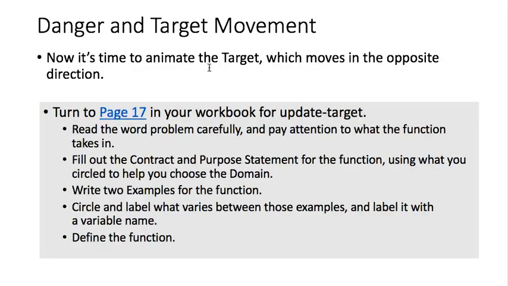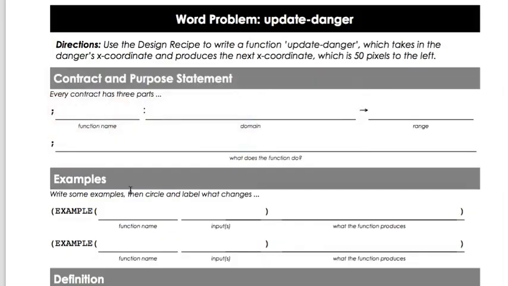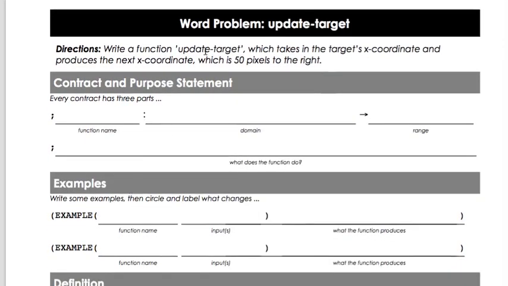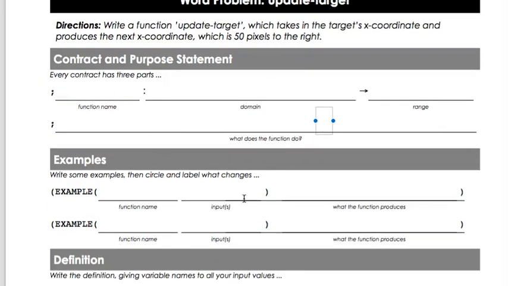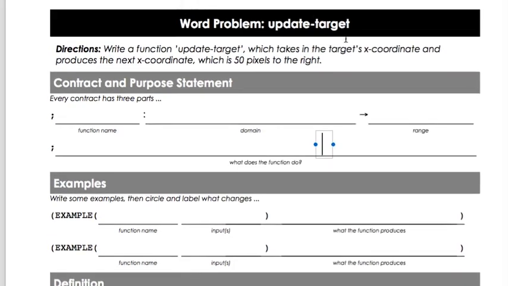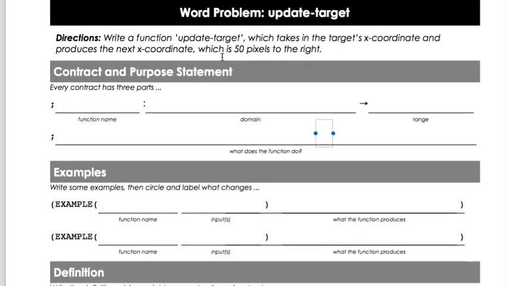All right, now we want to animate target, which moves in the opposite direction. So turn to page 17 in your workbook. Write the function update-target, which takes in a target's x coordinate and produces the next x coordinate, which is 50 pixels to the right. So think about how that last one worked, how this one is different, and go ahead and pause the video and write all the contract parts, all the examples, and the function definition for update-target. If you have any problems, then come and get me, but go ahead and fill this out before we go on.